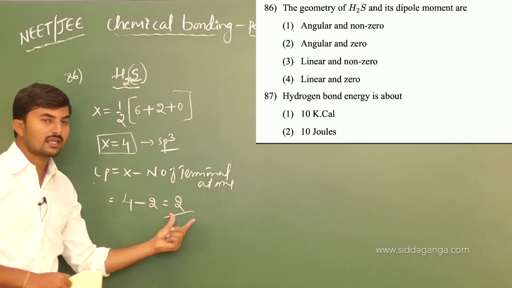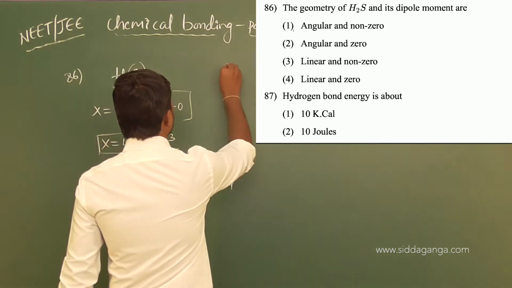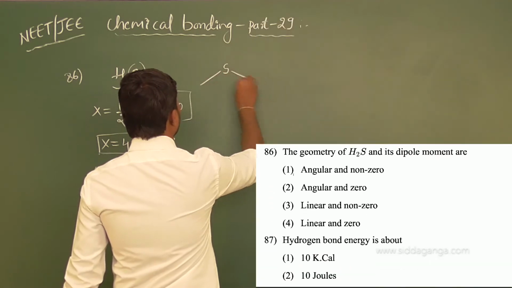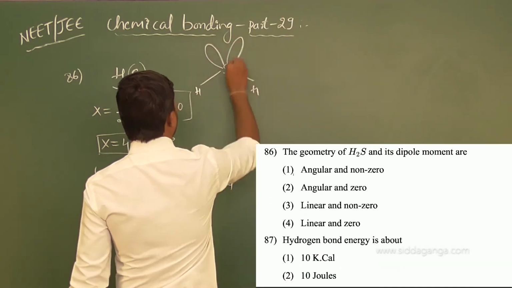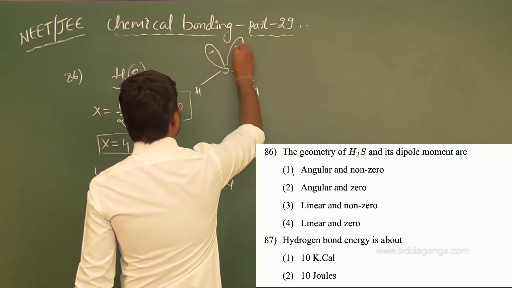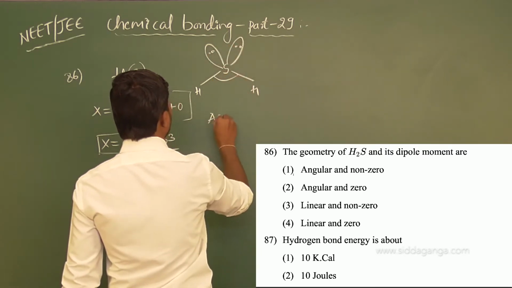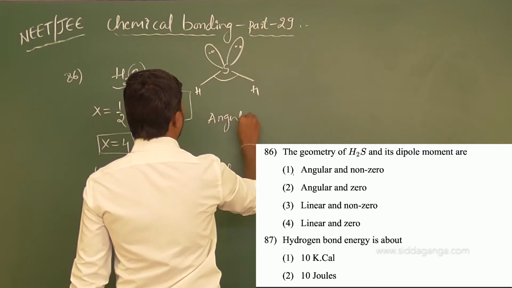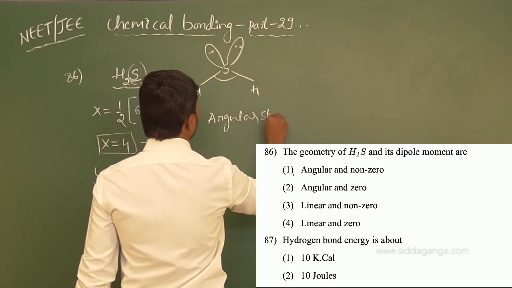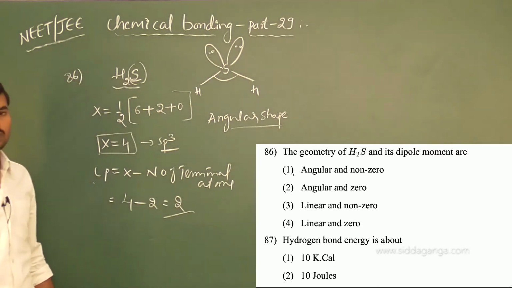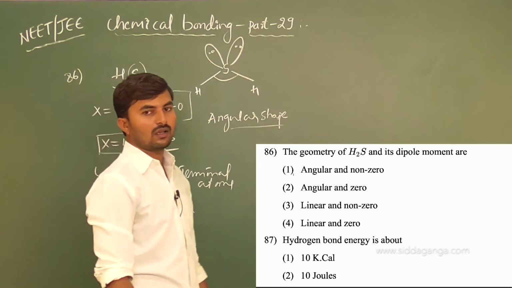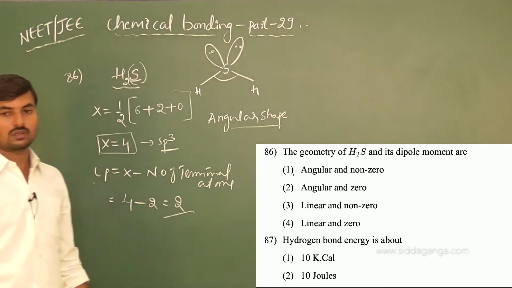with 2 lone pairs? Look, sp3 sulfur with 2 lone pairs of electrons means it must have angular shape. Okay, angular shape or T shape, or sorry, bent shape. Any shape could be given. Both are same.